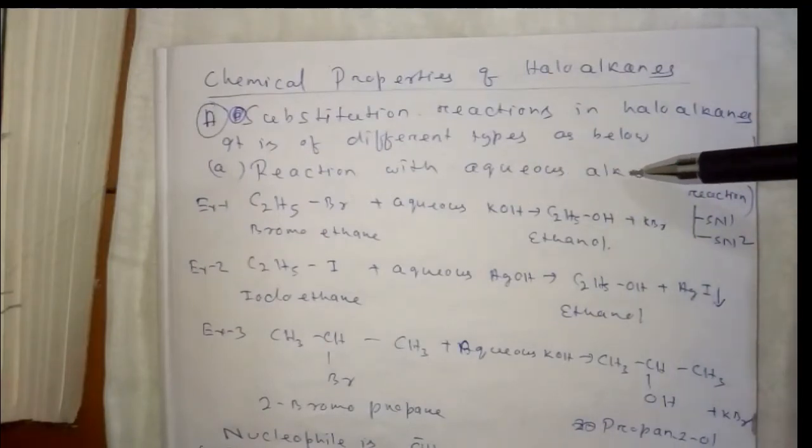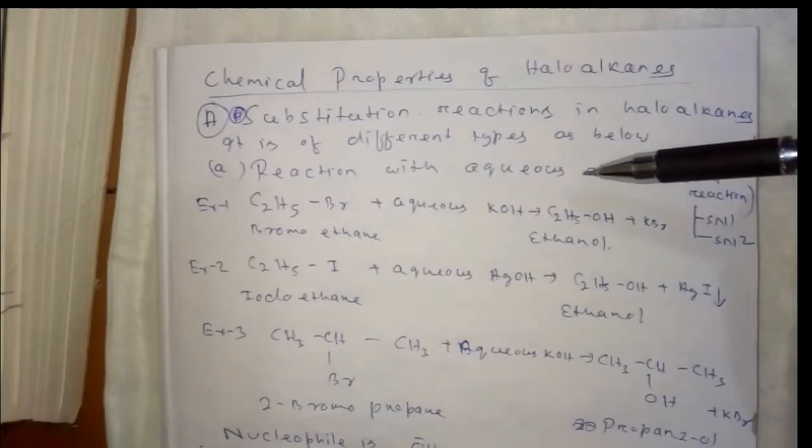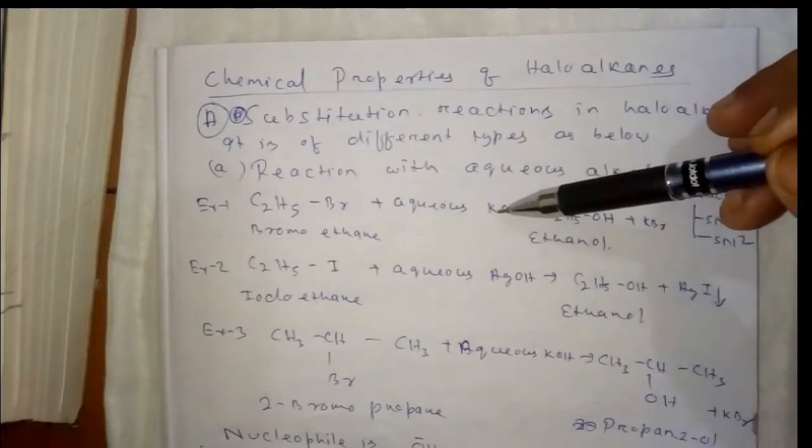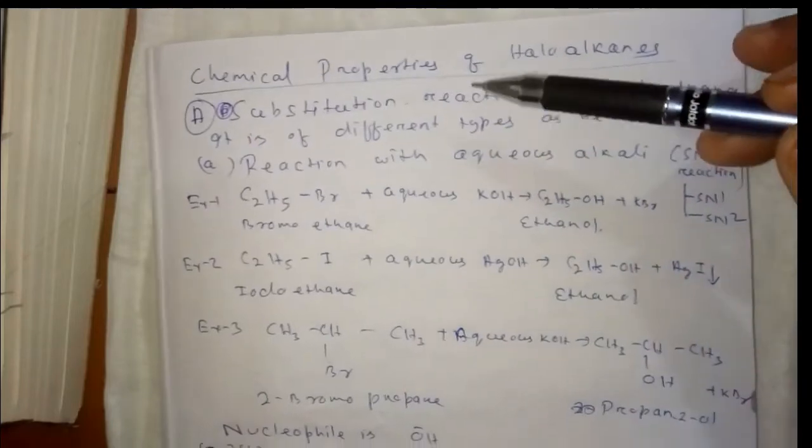Aqueous alkali. What is alkali? Strong bases are called alkali. Alkalis are like NaOH, KOH. Aqueous alkali means alkali or KOH dissolved in water. KOH dissolved in water is called aqueous alkali.